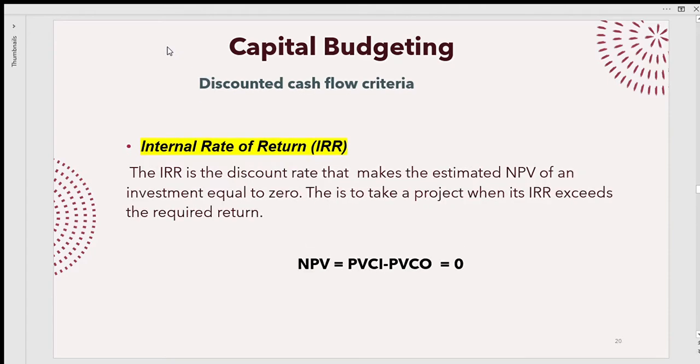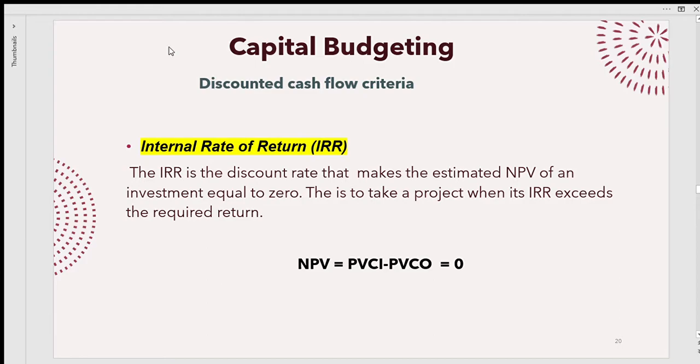Our second technique is also discounted cash flow based. One is called discounting, the other is called compounding. As you know, when you convert the present value into future value, that is called compounding. When you convert the future value into the present value, that is called discounting. Here, whatever output you will get in a number of years in future, you will discount it. That's called discounted cash flow. So, internal rate of return.